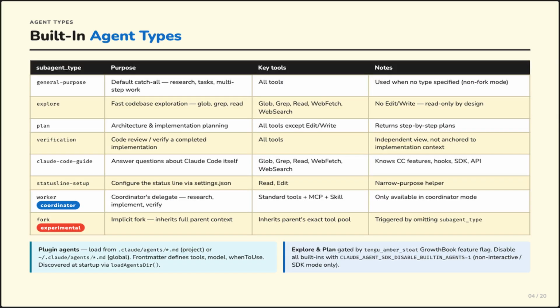There are 8 built-in agent types. General purpose is the catch-all. Explore is read-only. It can glob, grep, and read, but never edit. Plan is for architecture work without touching files. Verification gives an independent code review. Claude-Code-Guide answers questions about Claude Code itself. Status line setup handles a narrow configuration task. Worker is only available in coordinator mode, and fork, which is experimental, inherits the parent's full context. You can also load custom agents from .claude/agents markdown files.